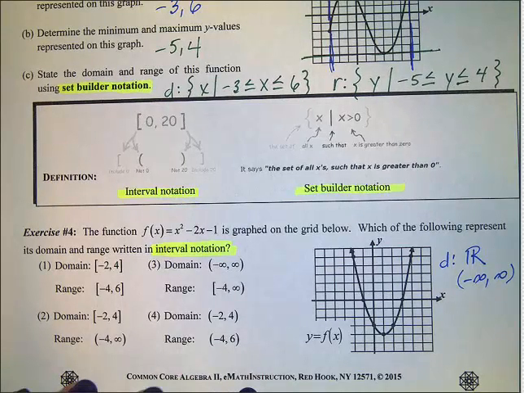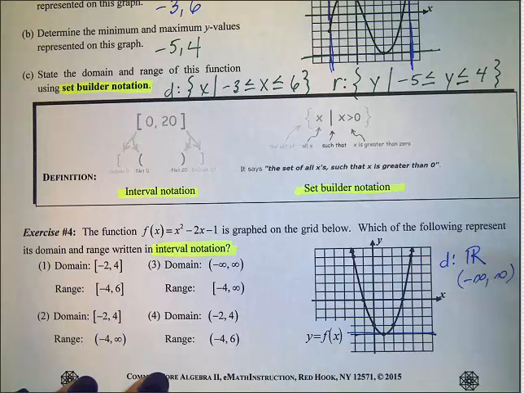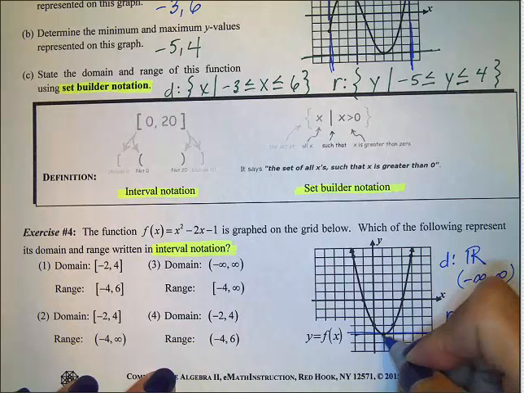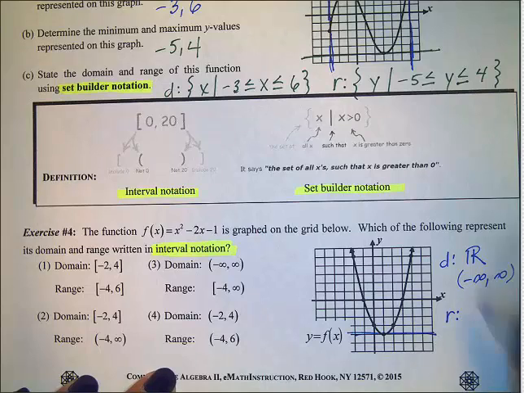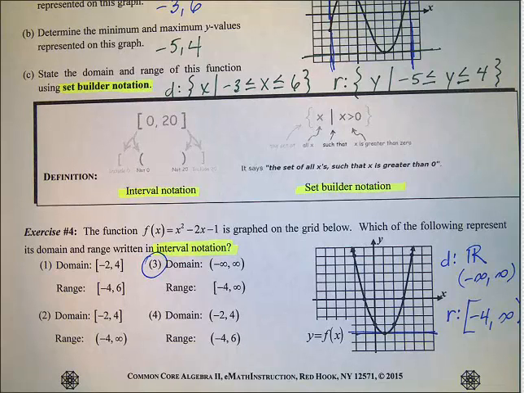And our range, the bottom of our graph is here. The top, there's arrows. So our bottom is at -4, and it's greater than -4. There's an enclosed circle, so it includes -4, and it goes forever up, so that's infinity. So my answer is choice 3. So when there's arrows on the end, make sure that you take that into account, unlike exercise 2 that stopped without arrows.